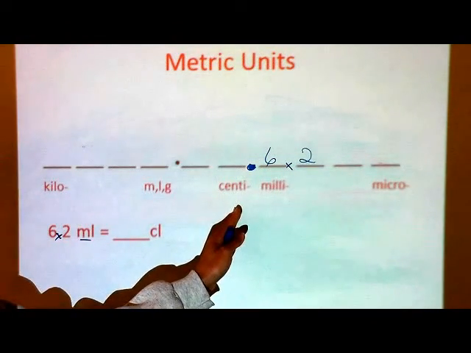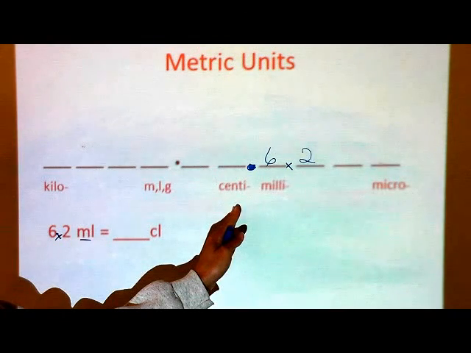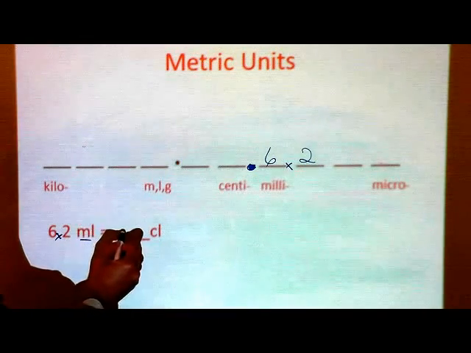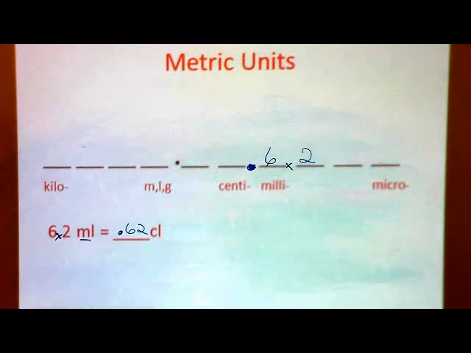Now, the last step is to fill in the blanks with 0. Well, in this case, there are no blanks. So the answer is 0.62. Okay, because there are no blanks to fill in with 0.